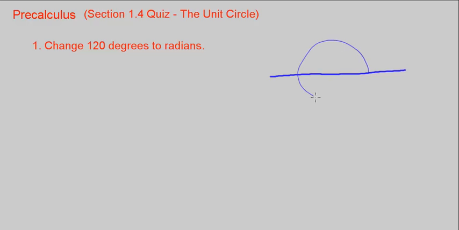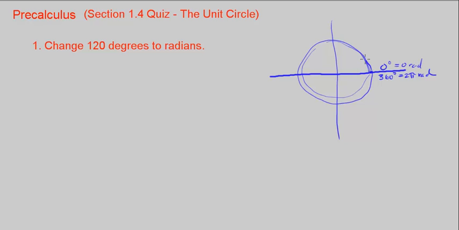Here's our unit circle. Right here we start at 0 degrees or 0 radians, right? I even put them equal to each other. We go all the way around the circle and we're back at 360 degrees at this same point, right? Which is equal to 2 pi radians.